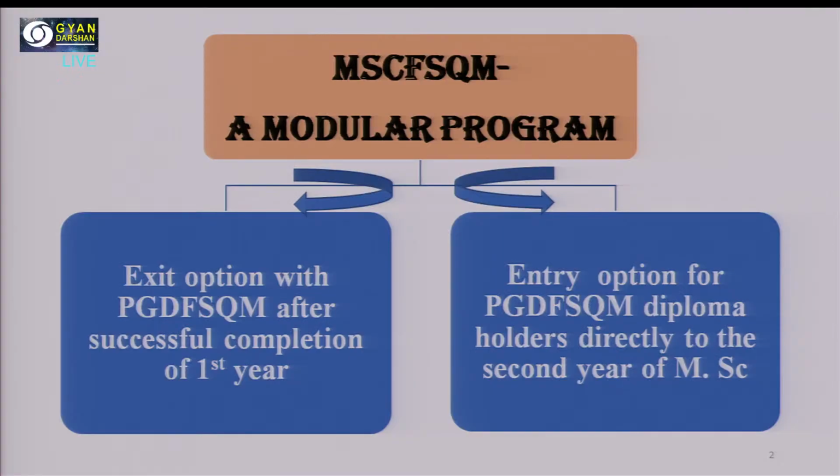There is one option for lateral entry also to the MSc program. The person who has already completed PG diploma in Food Safety and Quality Management can take admission directly into the second year of the MSc program. So that is the lateral entry option for the MSc FSQM program. The person need not repeat the first year syllabus. So the first year syllabus of MSc FSQM program is the same as the syllabus for the PGD FSQM program. So I'll discuss both these programs together today.